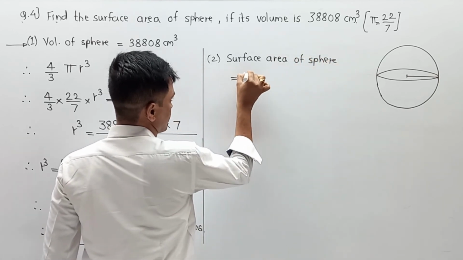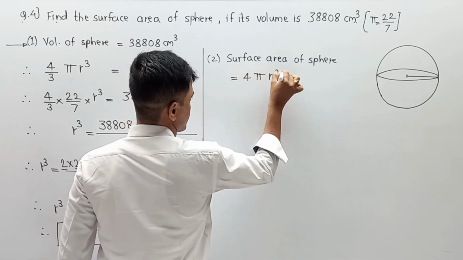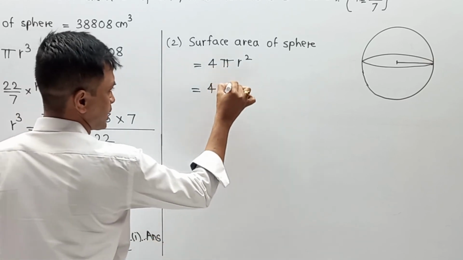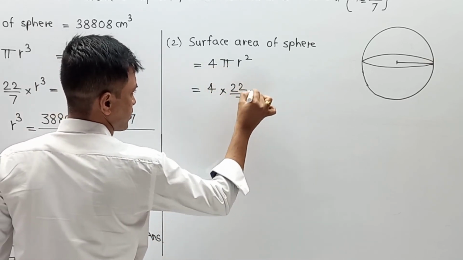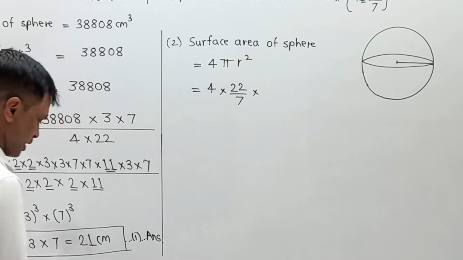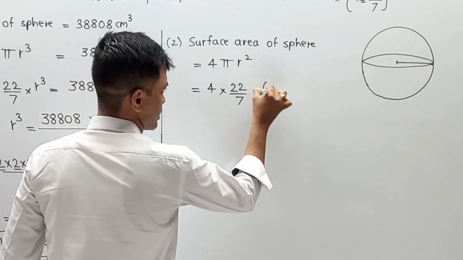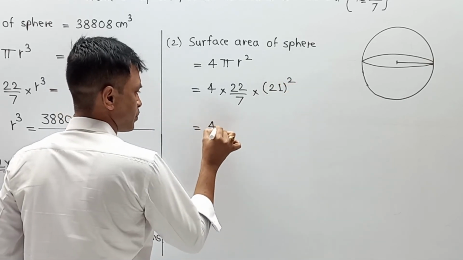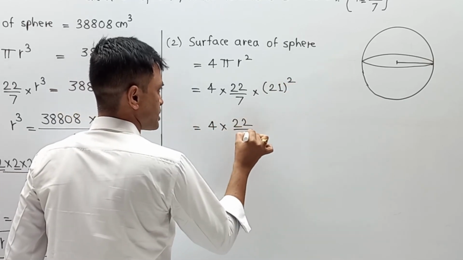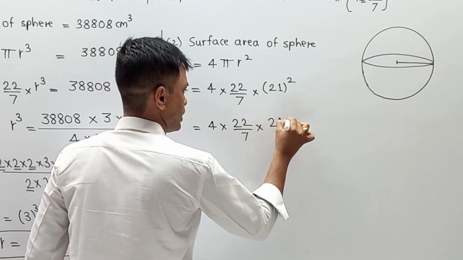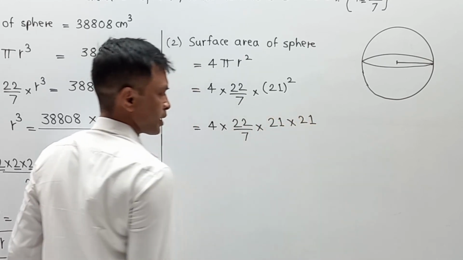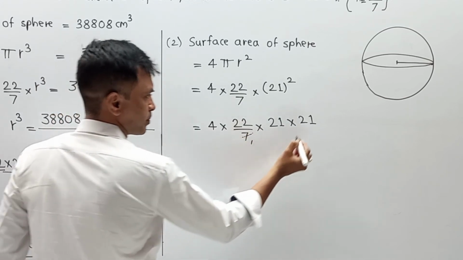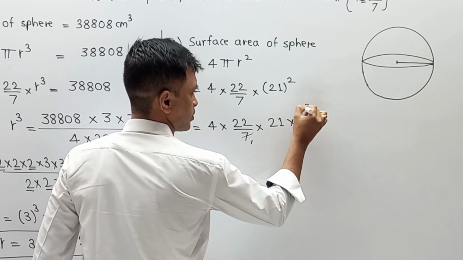and that becomes 4 pi r square. Now simplification: 4 into the value of pi as per the given condition, 22 by 7, into r square. Recently we have calculated r as 21, so it becomes 21 square. Now simplification: 4 into 22 by 7 into 21 into 21. Now simplification for this part, 7 ones are 7 and 7 threes are 21.